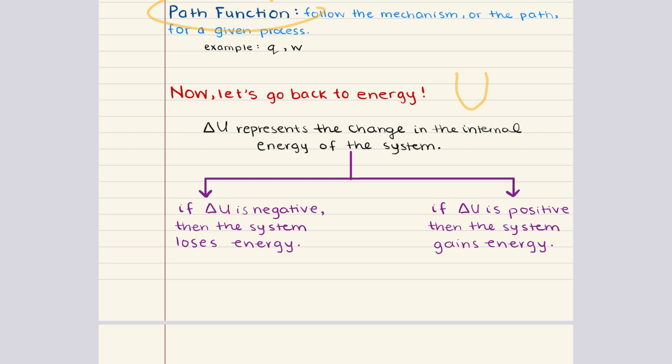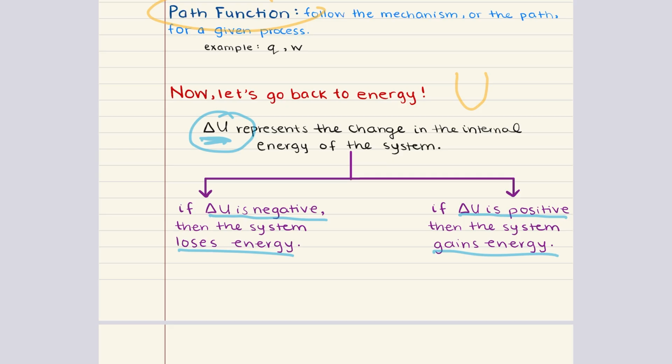Now, while we can't measure the exact value of internal energy, we can measure how it changes. And the change is what we refer to as delta U. Delta U tells us how much internal energy the system has gained or lost as it undergoes some process. If delta U is negative, that means that the system loses energy. Energy has flowed out of the system. On the other hand, if delta U is positive, then the system has gained energy. Energy has flowed into the system.